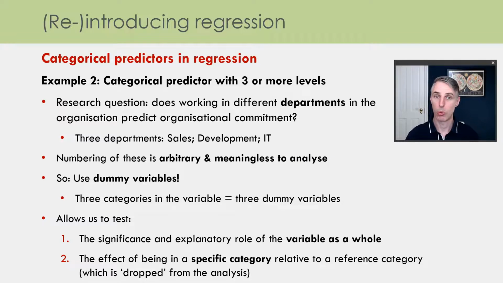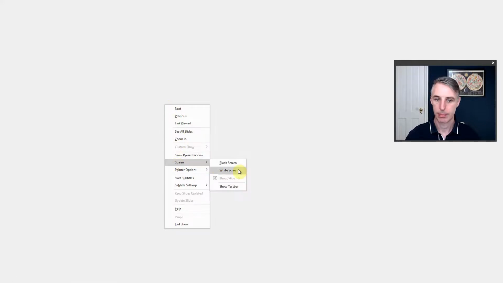Okay, so we drop one in order to allow the analysis to run, and then that provides a reference or comparison category for the rest of the dummy variables, the rest of the categories. Okay, so let's look at that in action.